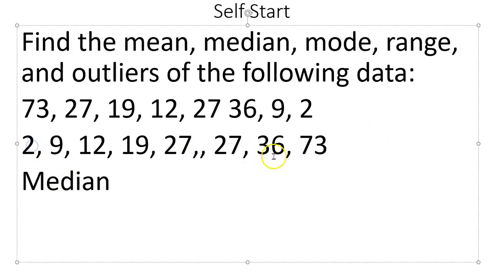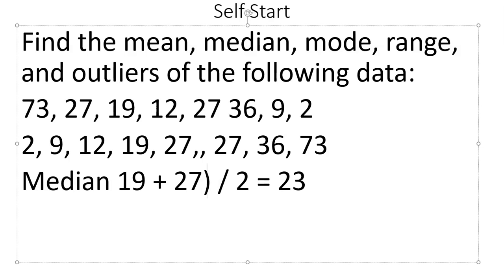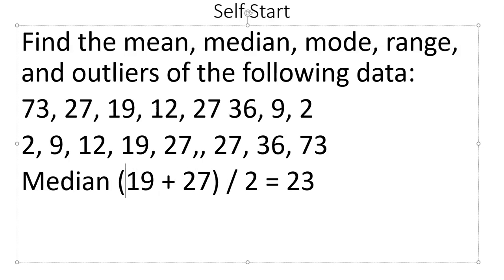So I count 1, 1, 2, 2, 3, 3, 4, 4. And then I am going to add 19 plus 27 and divide it by 2. And I take my calculator, and when I type in 19 plus 27 divided by 2, I get 23. And remember, when you're typing in your calculator, you need to use parentheses, or else it will just divide the 27 by 2 and not everything.